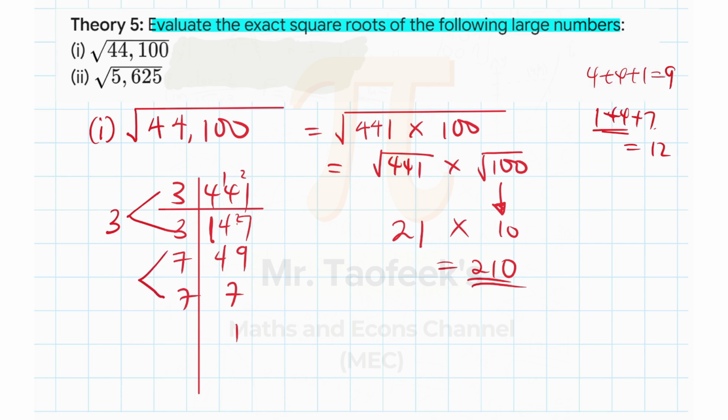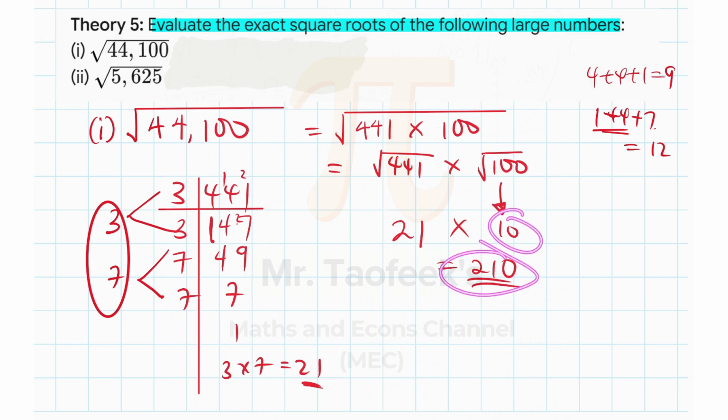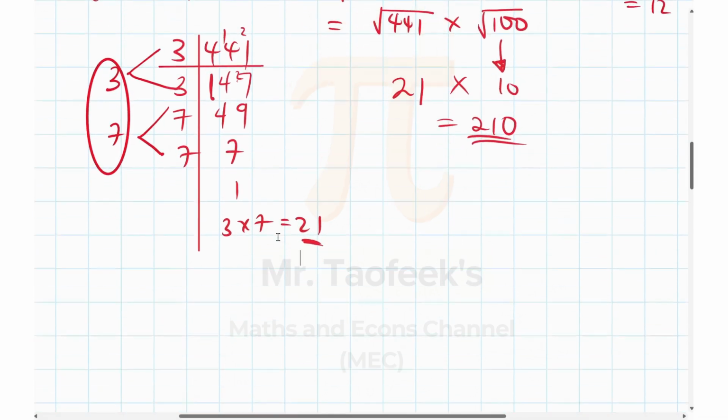So that's just 1, 3, and then this is 1, 7. So you just multiply these two together, and that's going to be 3 times 7, which is 21. So the square root of 441 is 21, as we have solved already. And then the square root of 100 is 10, and then you got your answer. That is just part I, and we already used up so much space.